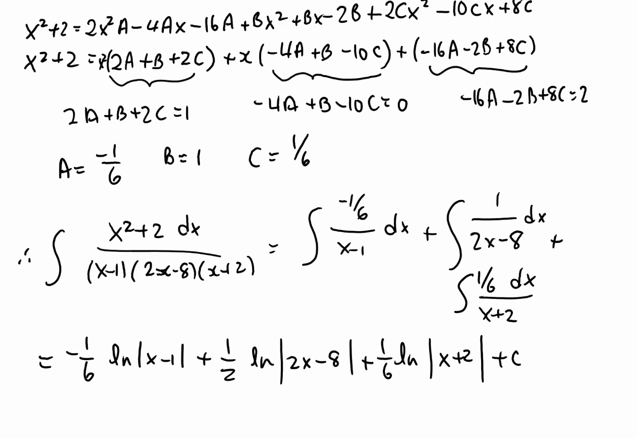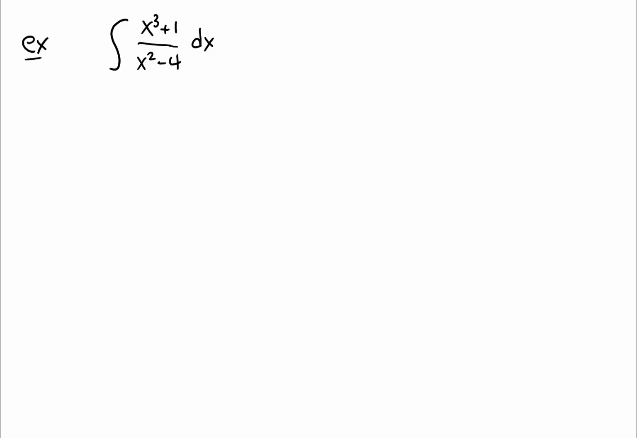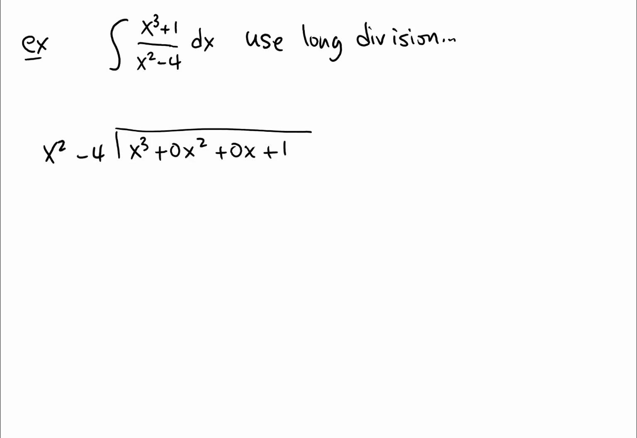And that's all. Okay, let's take a look at one more example. What happens if we have a rational expression, rational function, where the numerator is bigger than the denominator? Sometimes we can use long division to help break this apart and make it into the partial fractions form. And so we set up the long division to see how many times x squared minus 4 can go into the numerator, remembering the 0x squared and 0x. I'll perform those calculations now.